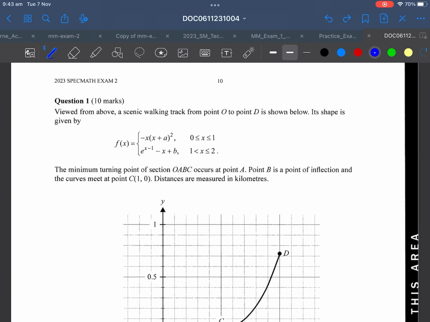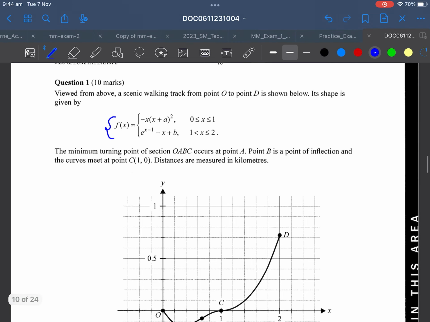So, viewed from above, a scenic walking track from point O to point D is shown below. Its shape is given by the following function. The minimum turning point occurs at point A, and point B is the inflection point, and the curves meet at point (1, 0), which is point C, and the distances are measured in kilometres.